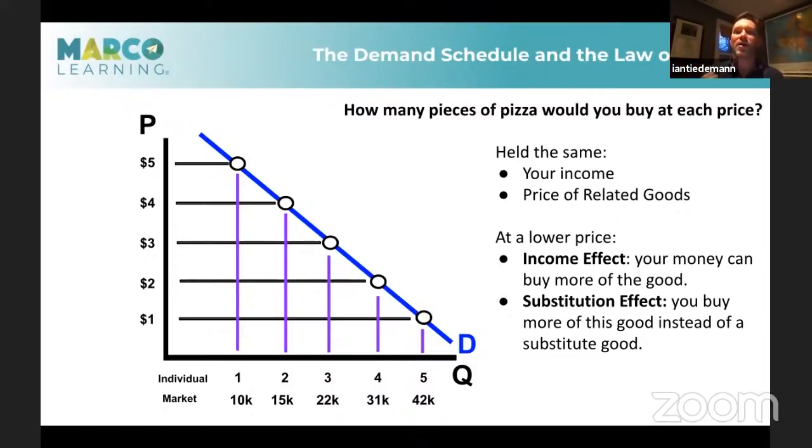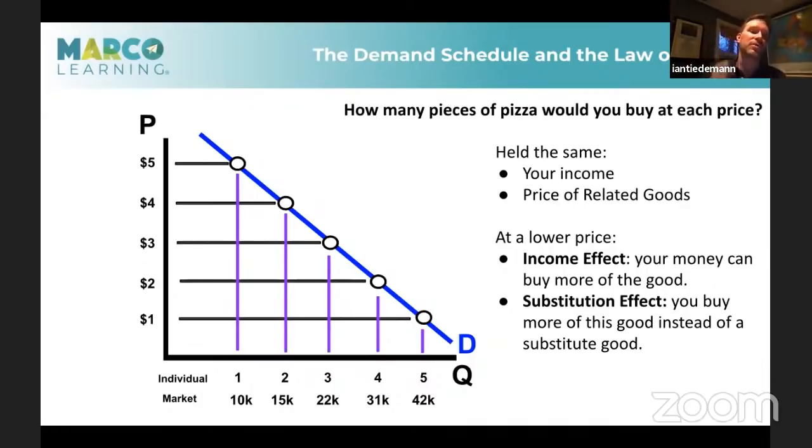This is the law of demand. The law of demand is that, hey, price down, quantity demanded is up. Now, students get quantity demanded and demand mixed up all the time. Quantity demanded is moving down the line, and they think that that's technically up because we're moving down and to the right.